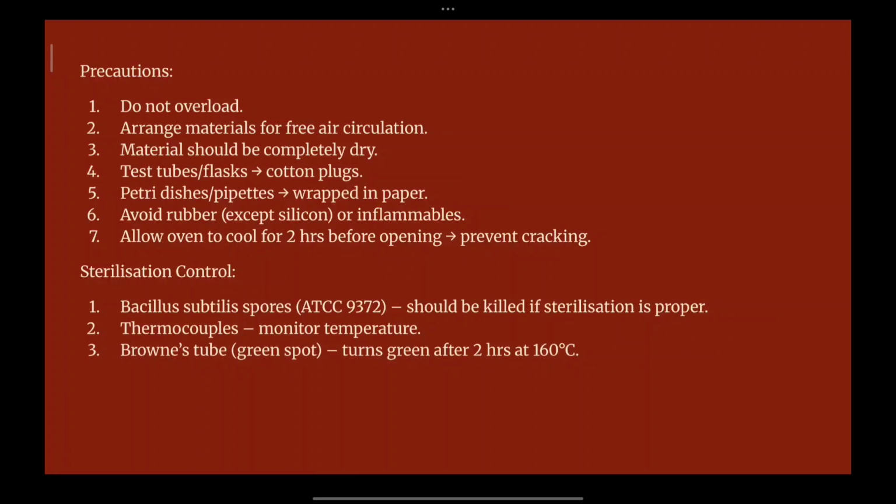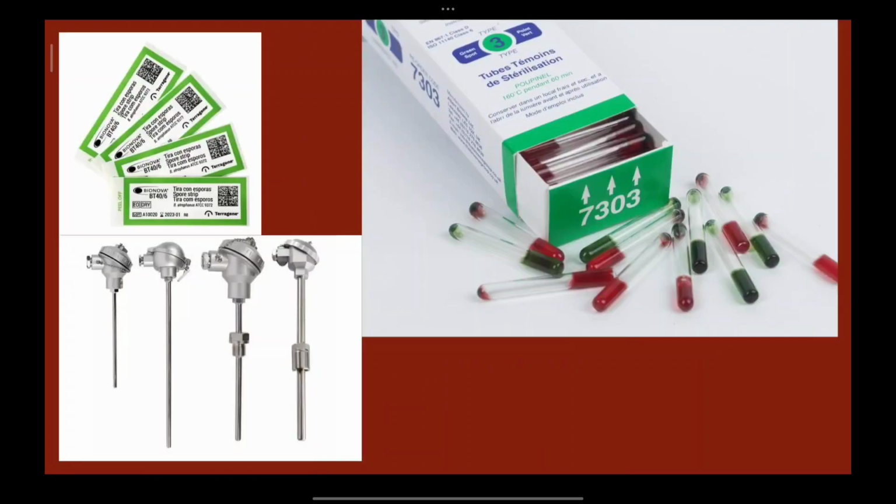Now thermocouples monitor temperature. These are present in the machine itself, the hot air oven itself, which determine the amount of temperature that is being delivered inside the chamber. So these are going to monitor the temperature. Now Brown's tube is again an indicator which has a red spot. It turns into green after 2 hours, that is after sterilization at 160 degrees Celsius.